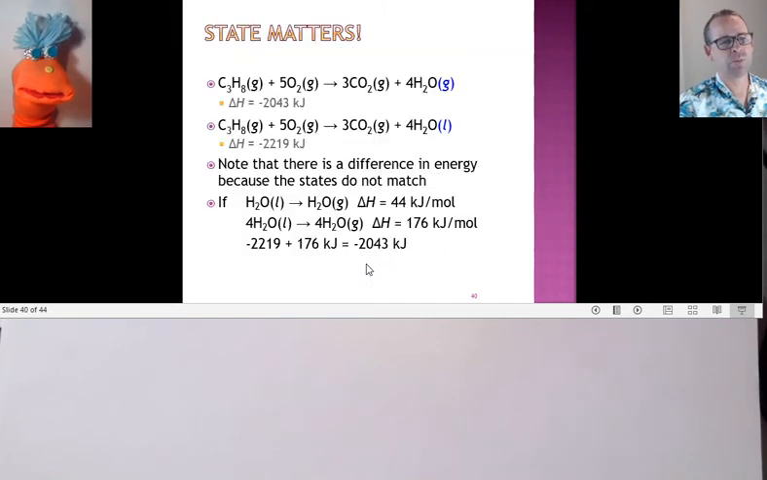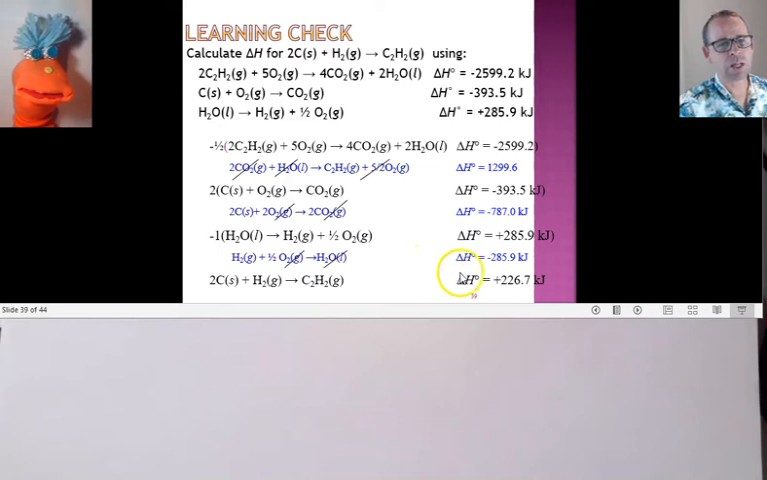Okay, so the result then will be the sum of 1299.6, negative 787, and negative 285.9, which is our 226.7.